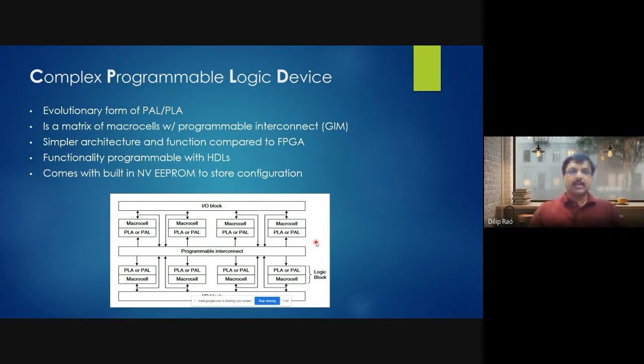There will be a non-volatile memory portion of this device, so that's the built-in E squared PROM. That memory is going to hold the configuration context, and that is going to decide the functionality of the entire device. On power up, the configuration context present in the memory section will be programming the macrocell and the PLAs, and also the programmable interconnect. It is called the GIM, global interconnection matrix, so as to establish the necessary combinatorial and sequential logic and realize that in real hardware.